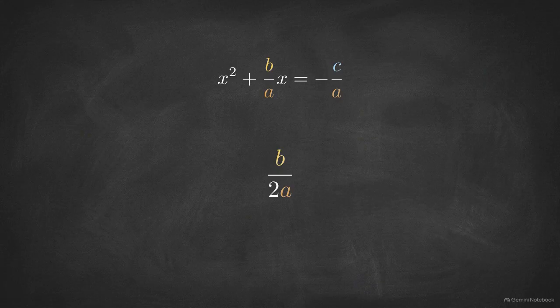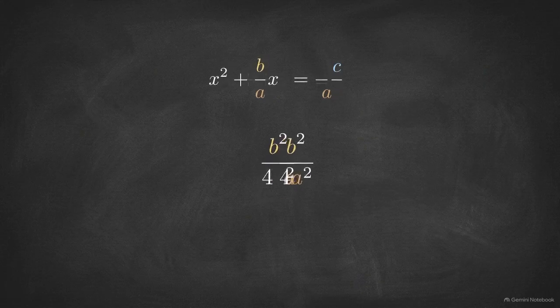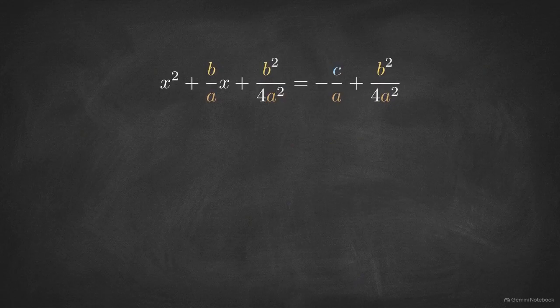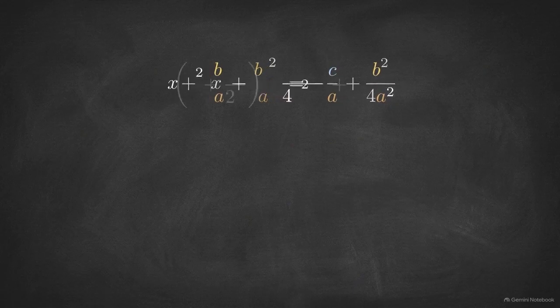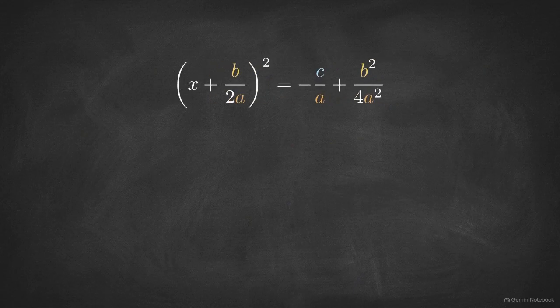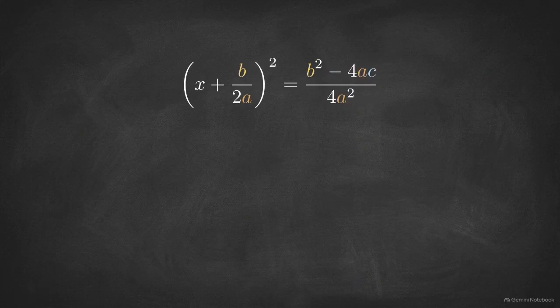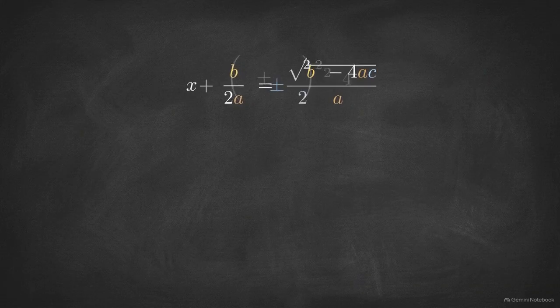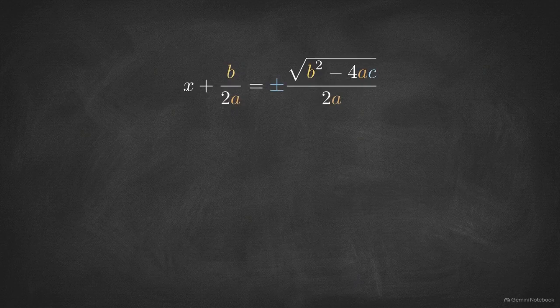Now we apply a specific algebraic intervention. We take half of our middle coefficient, which gives us b over 2a, and we square it. We then add this exact value to both sides of the equation. By introducing this specific term, the entire left side of the equation can compress into a perfect binomial square. We then unify the right side. By finding a common denominator of 4a squared, we merge the two separate fractions into a single expression.